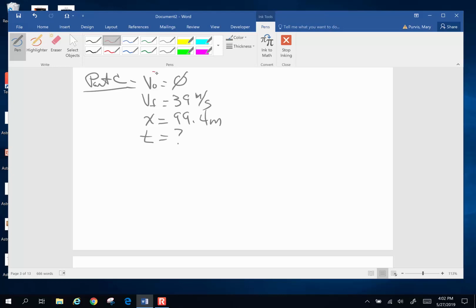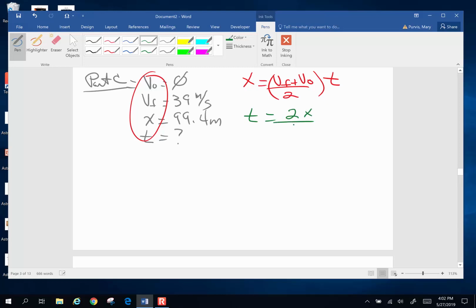Using this collection of variables, I am tending to use the equation X is VF plus VO divided by 2 times T. Now, if I'm solving for T, this is going to be equal to 2 times X divided by VF plus VO. How did I get that? We did this in a couple of different problems earlier. We have done that one. So let's go ahead and put our numbers in.